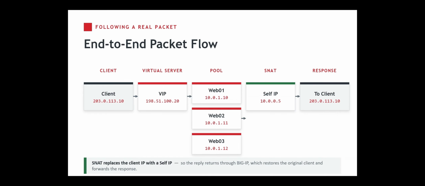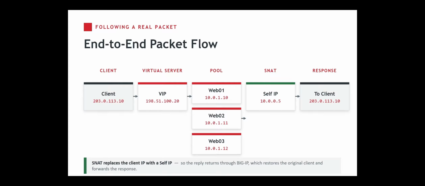Let's follow a real packet. The client connects to the public virtual server IP. F5 receives the request and selects a healthy pool member using the configured load balancing algorithm. Before forwarding the packet, F5 may perform SNAT, replacing the original client IP with one of its self-IP addresses. The backend server processes the request and sends the response back to the F5, which restores the original client information and forwards the response to the client. This symmetric traffic flow is essential for proper load balancing and application delivery.